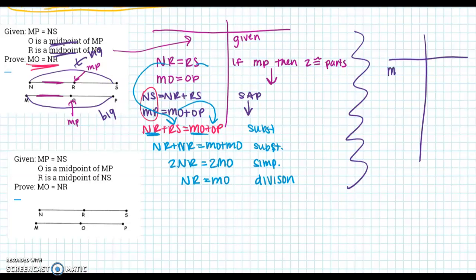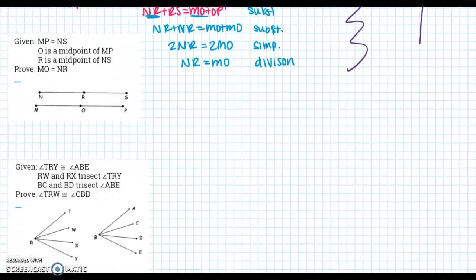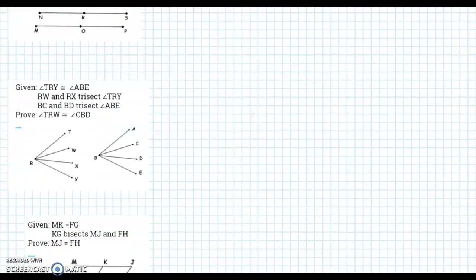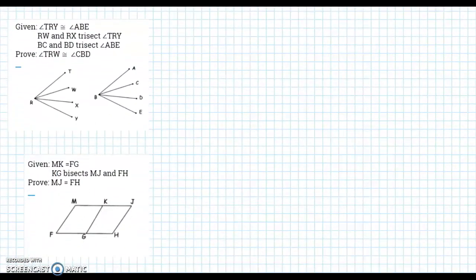So you can just say MO equals NR because, and you would say since the segment is divided into two equal parts, you would say like divisors, or you could say like divisions. It's the same thing. Or if you really wanted to be specific, you could say like halves. Let's look at another one. Let's erase this. We'll try to do it the shortcut. Oh, that's the same one twice. So let's look at this one.